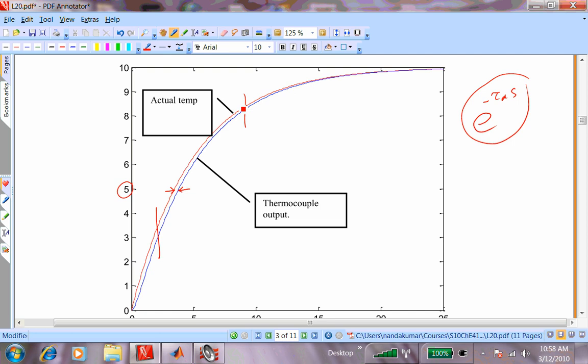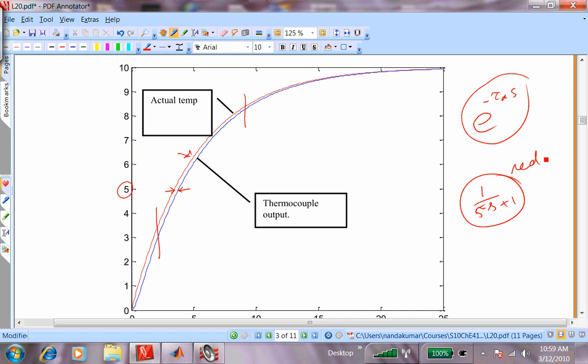The order of the response? Is it first order? Is it second order? Both look like a first order, very close to each other, but the red one is truly the first order, because that comes from 1 over 5s plus 1. That is the red curve.